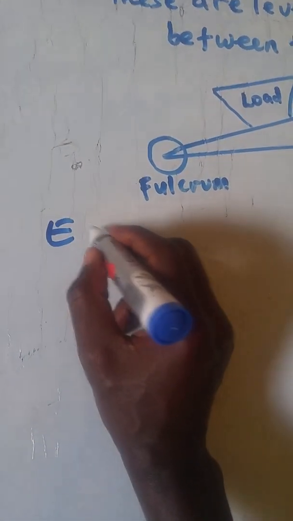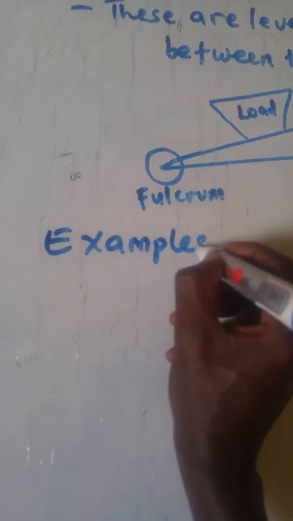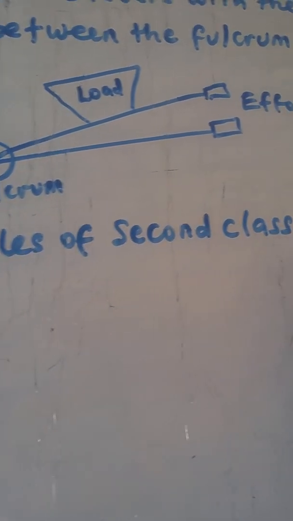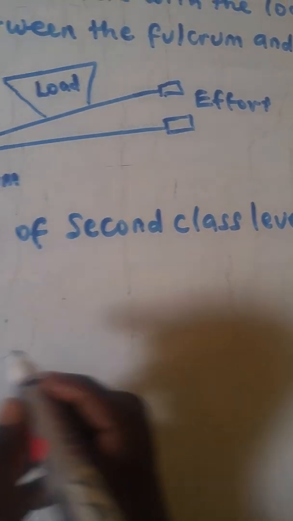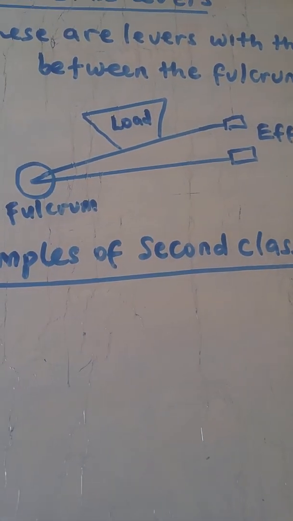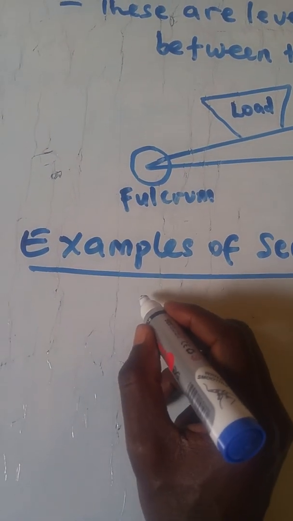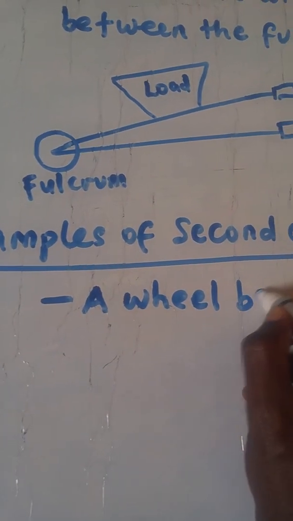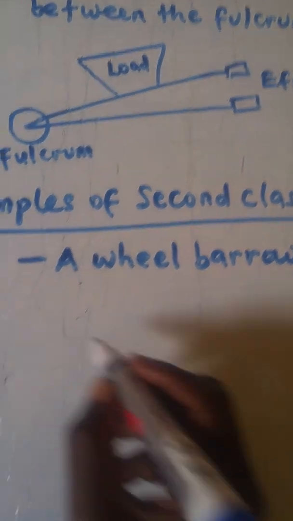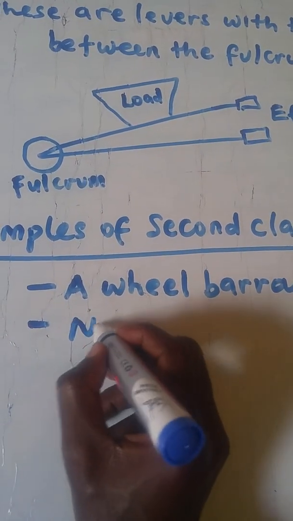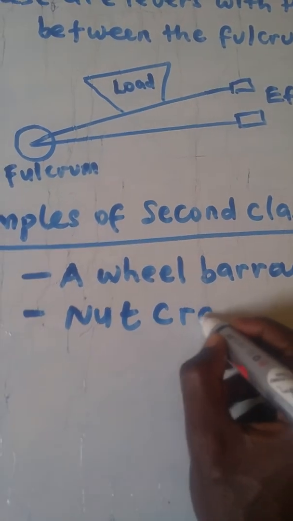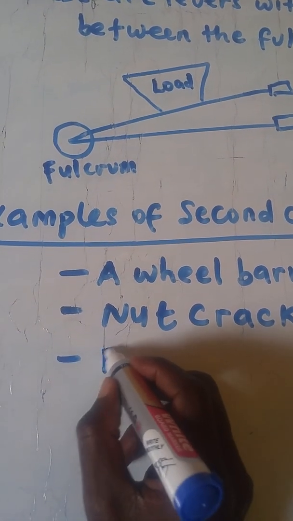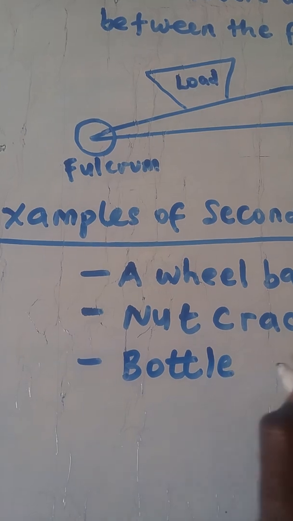So let's have now examples of second class levers. What are those examples? There are also quite many. We shall just pick a few. We have already mentioned one, a wheelbarrow. We also have another one, the nut cracker. You see, nut cracker. We also have the bottle opener.